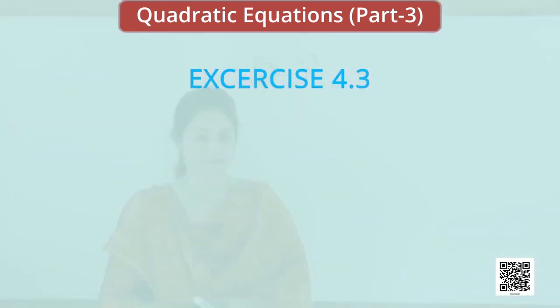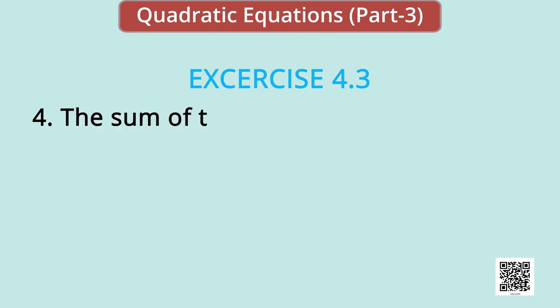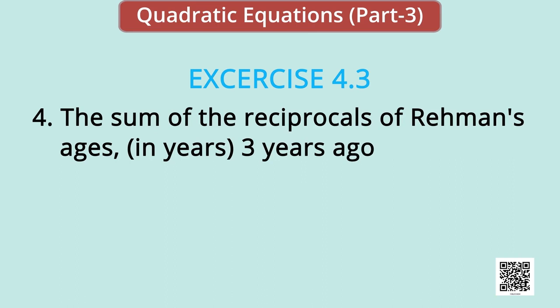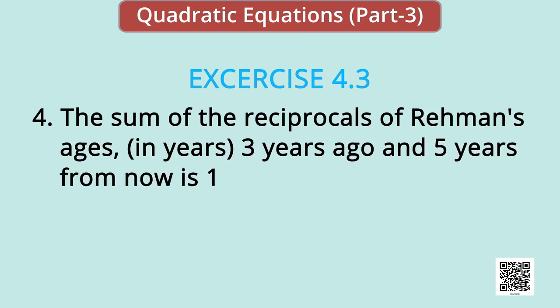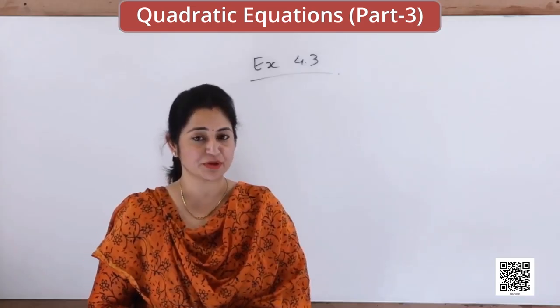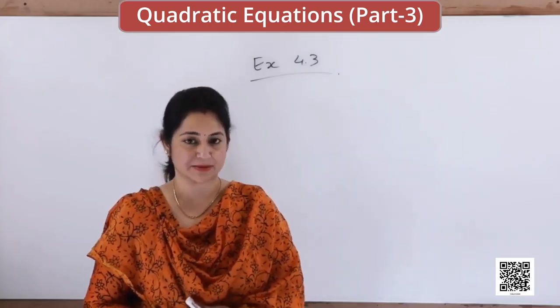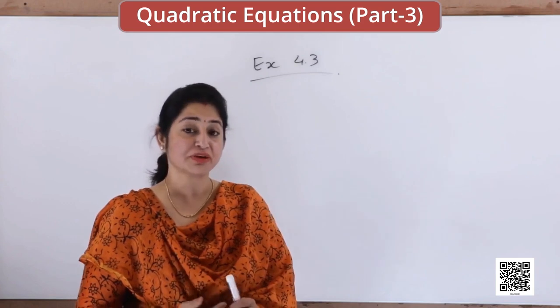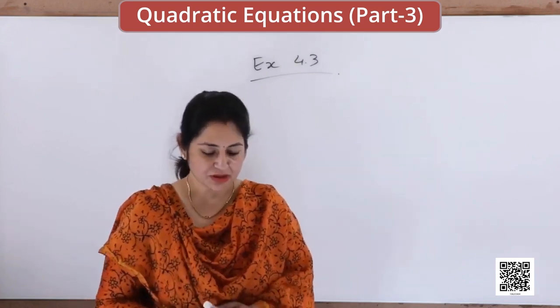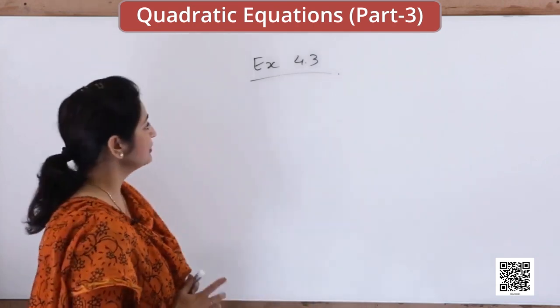So now let's move to the next exercise. It's 4.3. Question number 4. The sum of reciprocals of Rahman's ages in years 3 years ago and 5 years from now is 1 upon 3. So find his present age. We need to find out the present age, so we will suppose the present age to be x. Now sum of reciprocals of Rahman's age. Reciprocal is 1 upon the number. So in 3 years ago and 5 years from now.